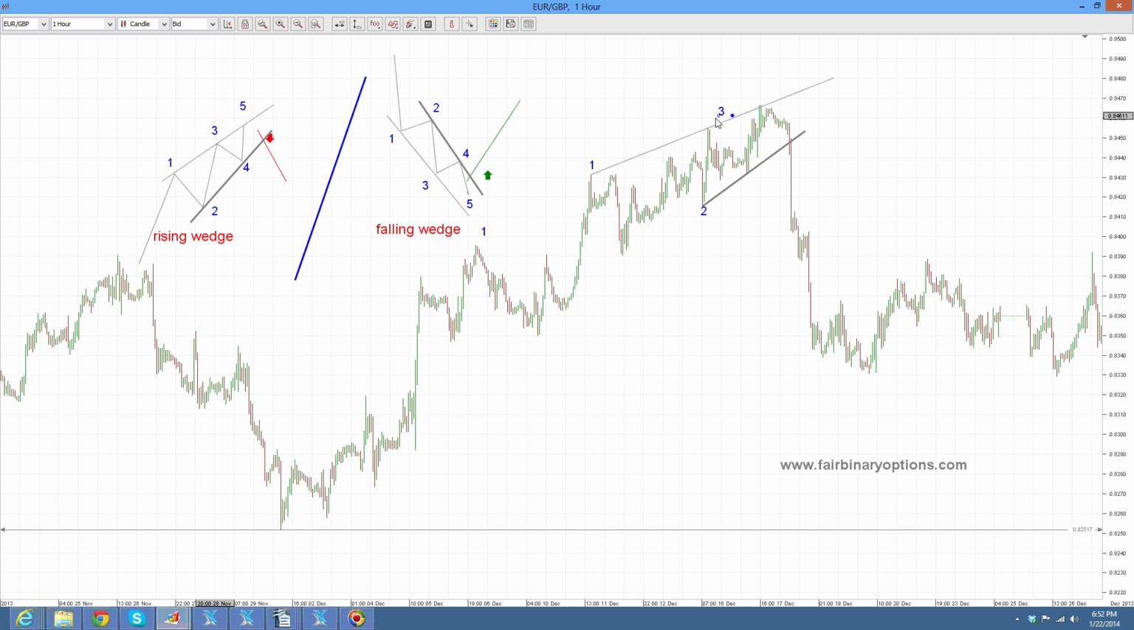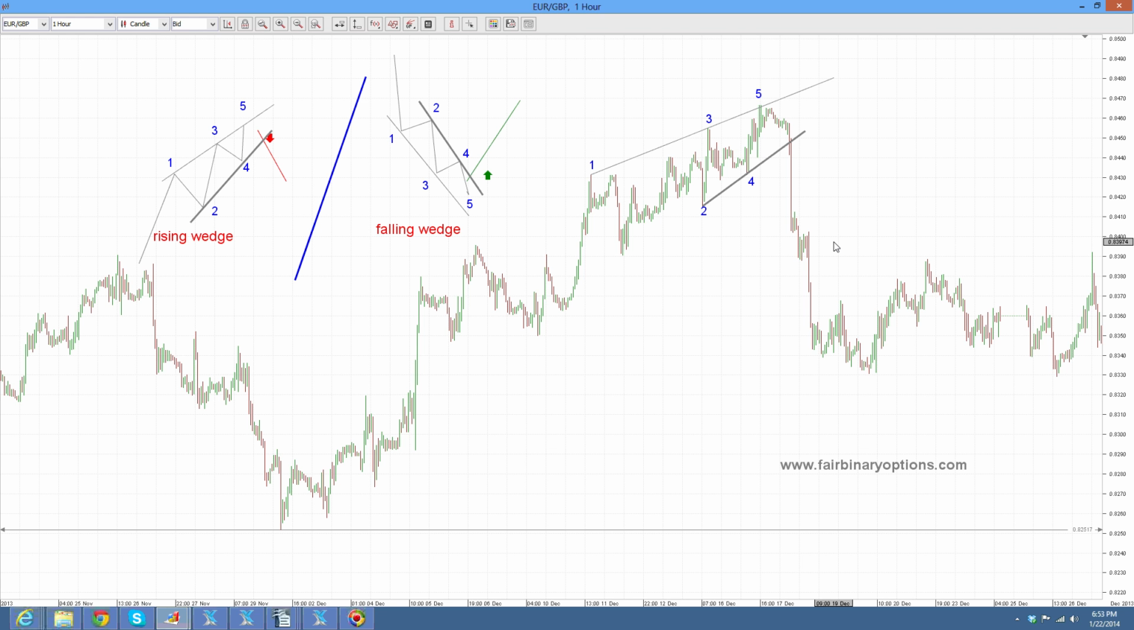So 1, 2, and then the third wave to the upside. Of course we'll have the fourth wave here, and the fifth wave to the upside. 1, 2, 3, 4, 5, and therefore this is a rising wedge.